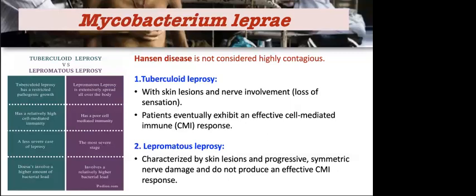Lepromatous type, on the other hand, is extensively spread all over the body. It has a very poor cell-mediated immunity, and it's the most severe form of leprosy. It involves a relatively higher bacterial load. So it is characterized by skin lesions, progressive lesions, symmetric nerve damage, and they don't usually produce a really effective cell-mediated immune response.